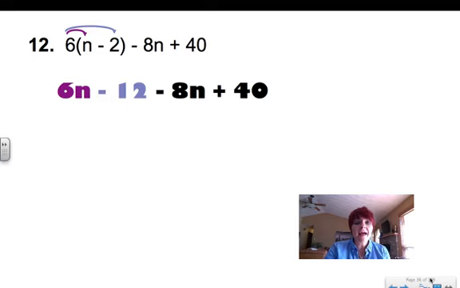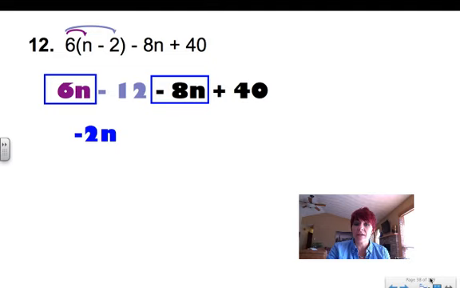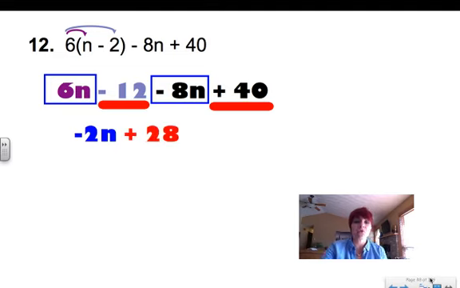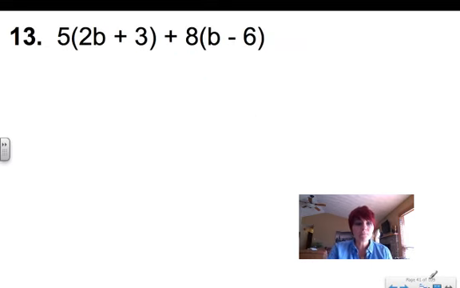And once you've done that, then it's just a matter of collecting like terms again. So we'd start with the n's. 6 minus 8 is negative 2, so it'd be negative 2n. Then you combine the constants. Negative 12 plus 40 would be positive 28. So that would be your answer, negative 2n plus 28.